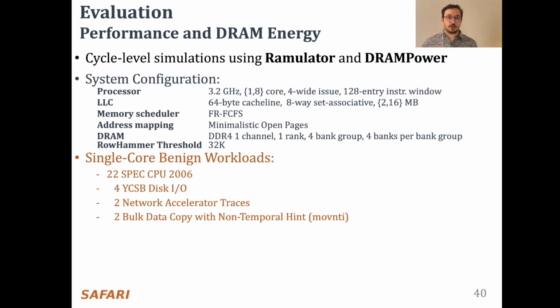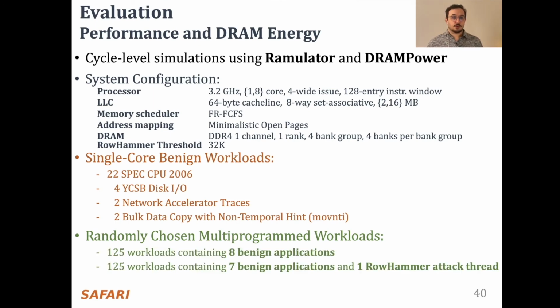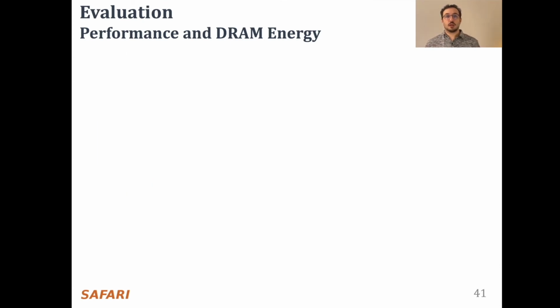We randomly combine these workloads to create 2 types of 8-core multi-programmed workloads: workloads that contain 8 benign applications, and workloads that contain 7 benign applications along with 1 thread performing a RowHammer attack. We start with evaluating single-core benign workloads.